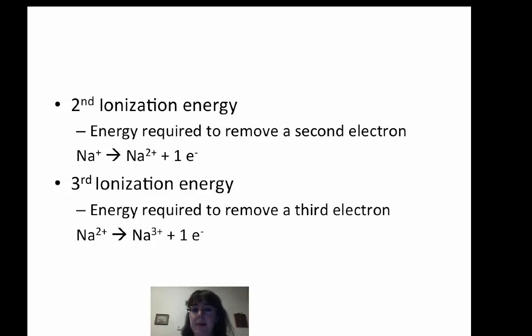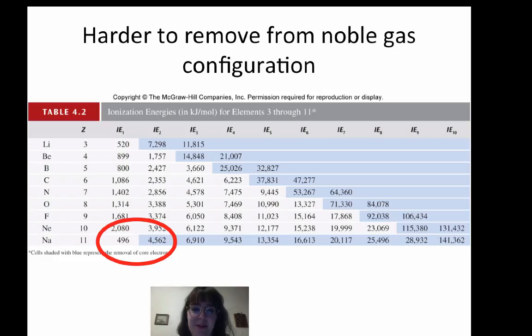The other thing to remember is these are all positive. These are called cations. That's easy to remember because cat ions are positive because cats have paws. Yeah, it's a pun. Deal with it. Makes it easier to remember. Cations are positive. So it is also harder to remove from a noble gas configuration.